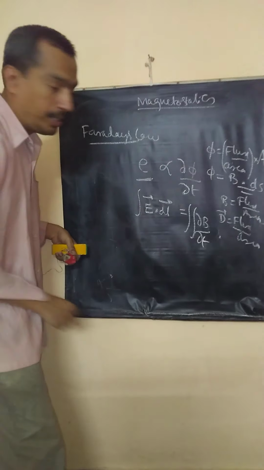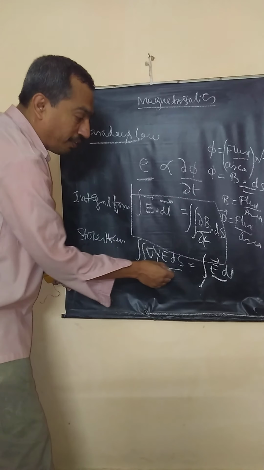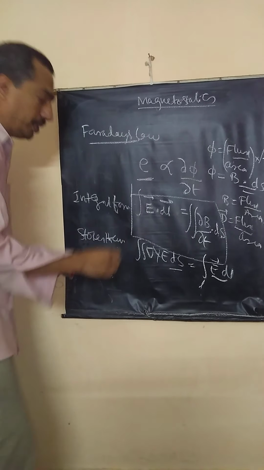This can be written using Stokes theorem in a different way. We can arrive at the differential form of Faraday's law. This is the integral form of Faraday's law. Now I'll apply Stokes theorem. What is Stokes theorem? Curl of a vector over a surface is equal to the line integral of the vector around the path enclosing the surface.